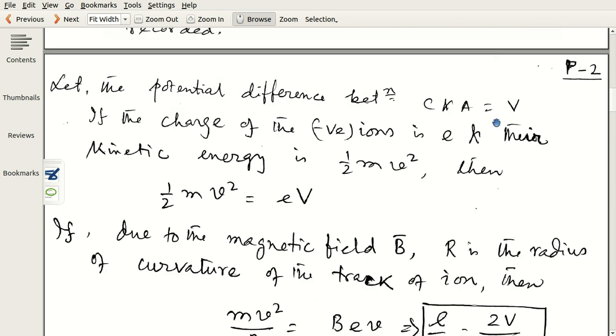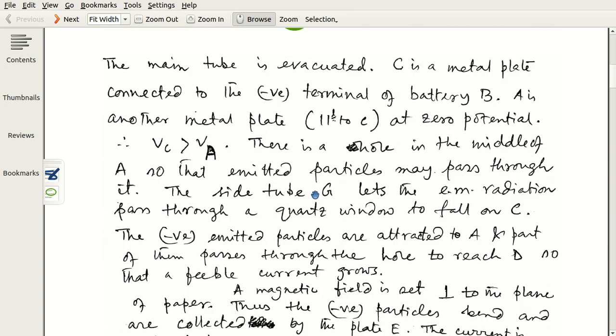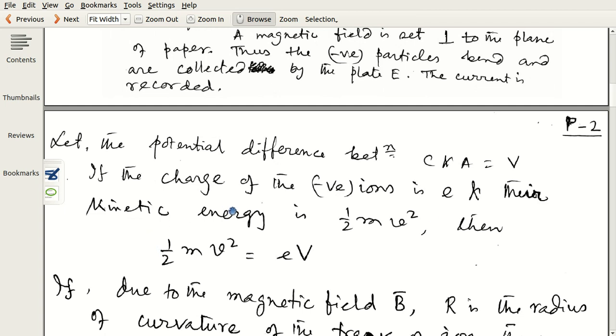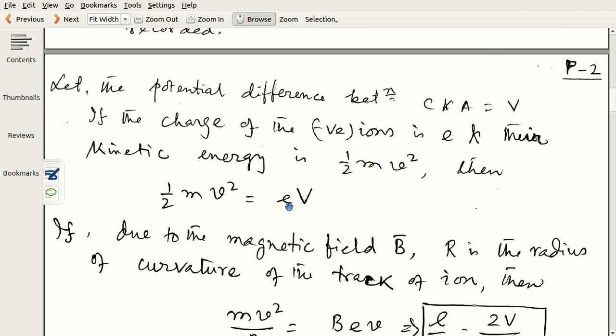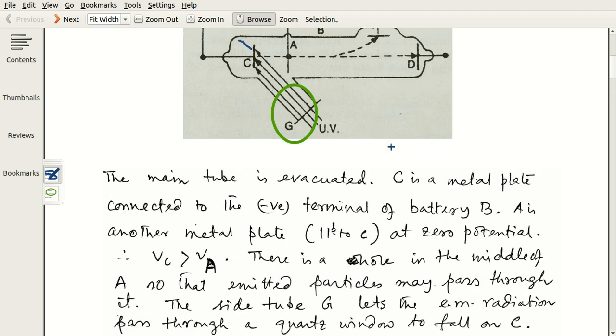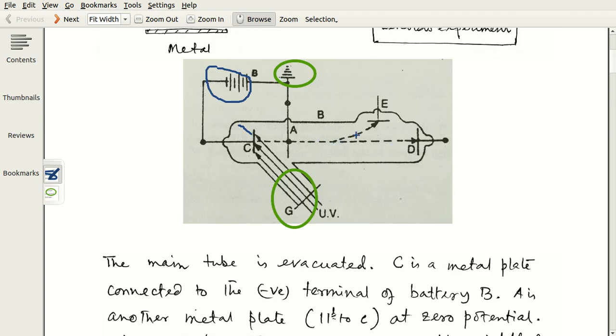Now if the potential between C and A, that means between these two plates, is V, and if the charge of the negative electrons is e, then the kinetic energy is half mv square. Then you know half mv square equals eV. This is an important relation. Another important relation is that if you consider that the path of the electrons is bent here, so there is a radius of curvature here.